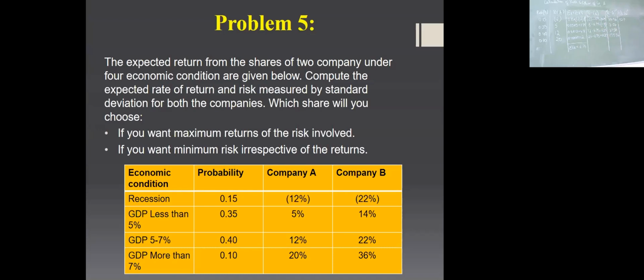PI into RI squared. The second one, 3.06 into 0.35 is 1.071. Then 27.56 into 0.4 is 11.024. Then 175.56 into 0.10 is 17.55.